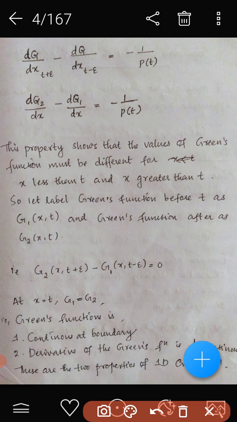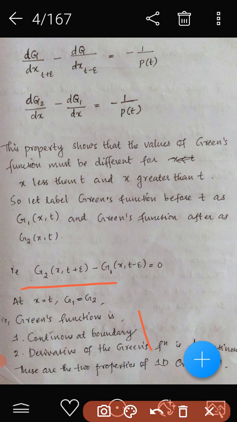So we label the Green's function before t as g1(x,t) and the Green's function after as g2(x,t). So this equation can be written in this form, that is g2(x, t+epsilon) minus g1(x, t-epsilon) is equal to 0. And at x equal to t, g1 is equal to g2. In case of one-dimensional Green's function, these are the important properties.